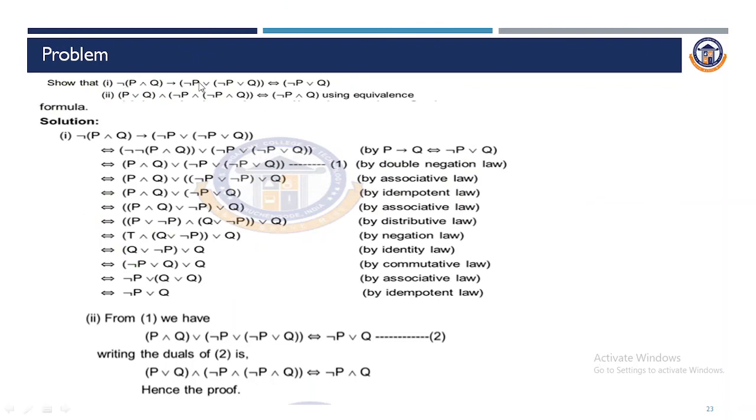So show that negation of P and Q, conditional negation P, or negation P or Q, is equivalent to negation P or Q. Then the second one, using equivalence formula. The proving uses distributive, associative, negation law, identity law, commutative law, idempotent law, double negation to prove this one. So from the first one, using duality law, we get the second result.